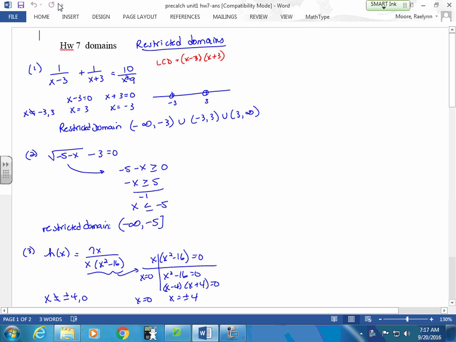Numerator, but you cannot have a 0 in the denominator. So set your factors equal to 0. So you cannot have a 3 or a negative 3. No inequality here. And then give me your restricted domain.